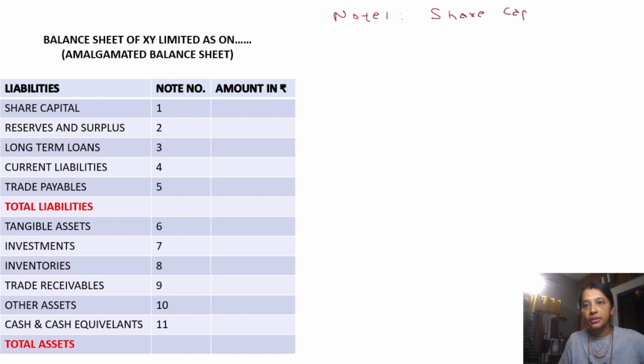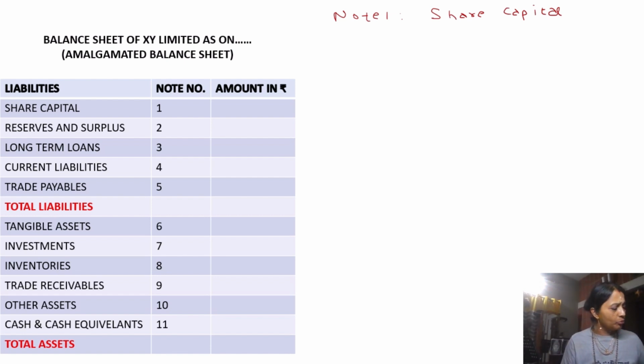Now always remember, in the question if they have given authorized capital or any other capital, you have to mention it clearly in the amalgamated balance sheet. In this problem they have not given any authorized capital. If authorized capital was given, I would have written authorized capital and I will underline it. I will not take it in the total.